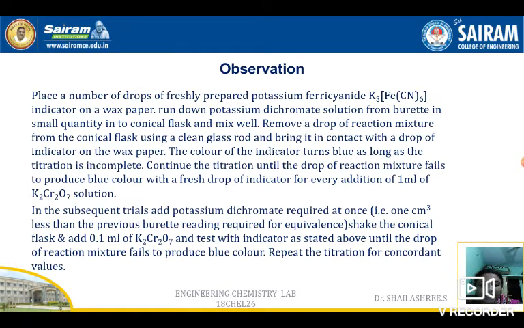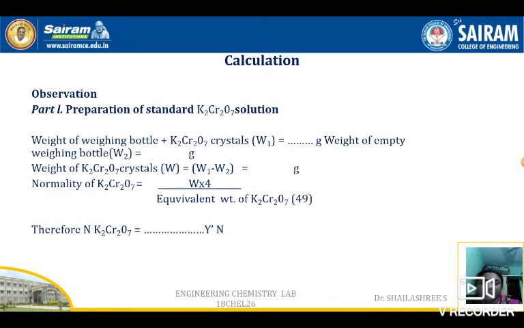The first reading got the end point at 10 ml. In the second trial, directly add up to 9 ml, take one drop from the conical flask and put it on the indicator drop and check it for the color. Then you will add 0.1 ml at a time, that is 5 to 6 drops from the burette, to get the accurate end point. Repeat the titration to get concordant values.